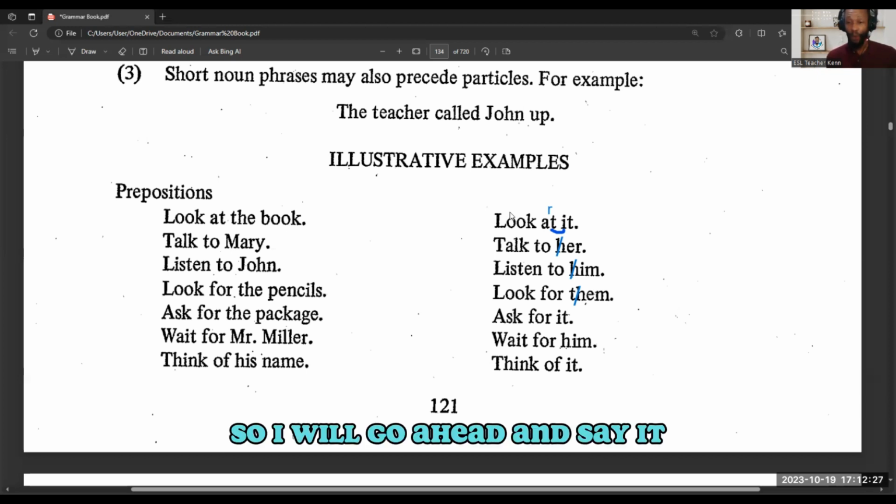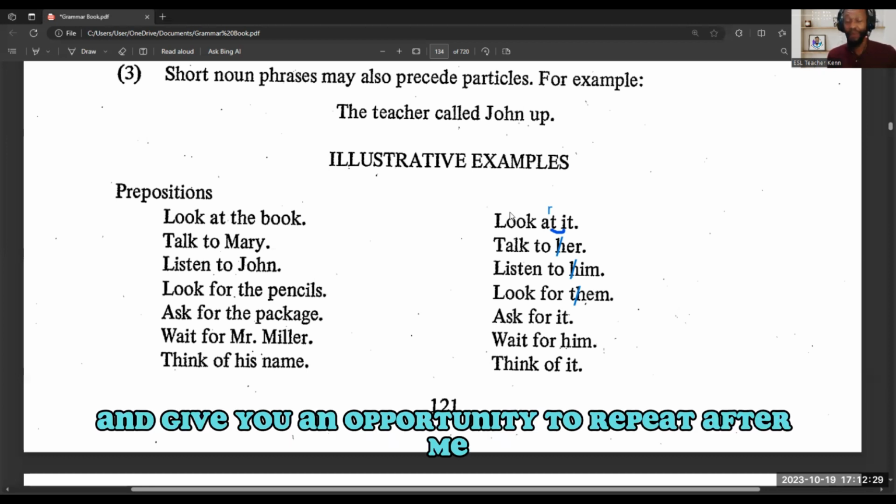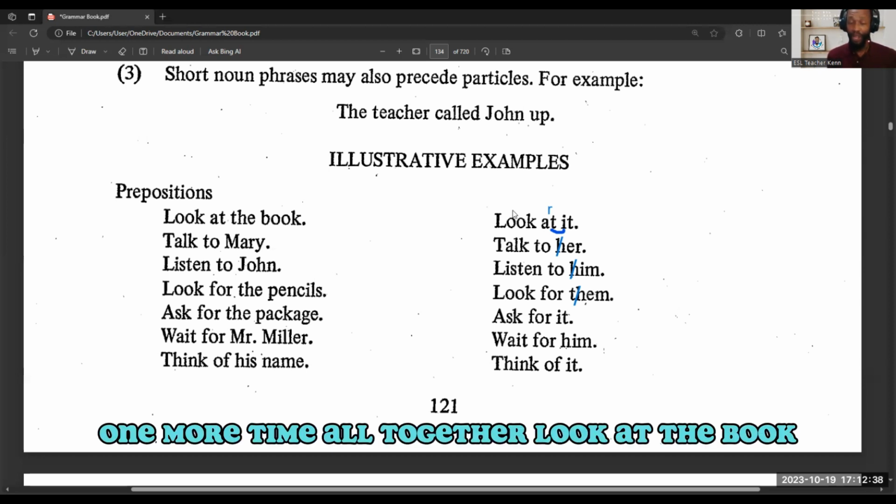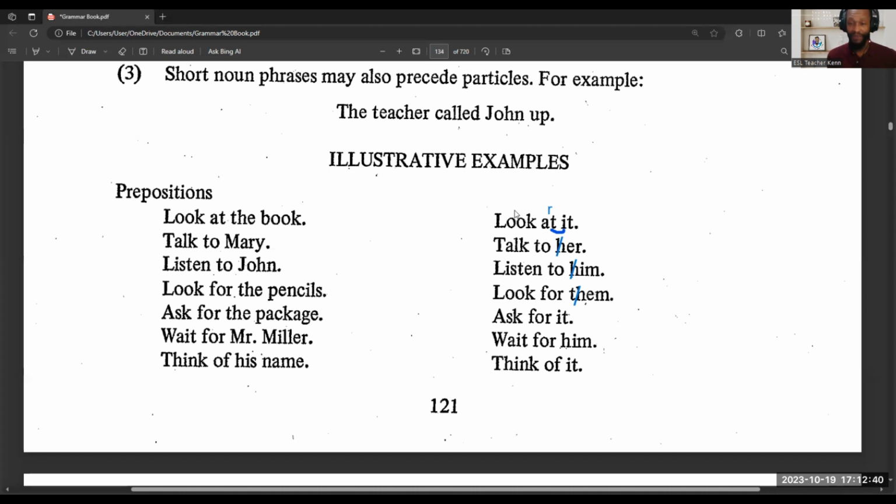So I will go ahead and say it and give you an opportunity to repeat after me. Look at the book. One more time all together. Look at the book. Look at it. One more time. Look at it.